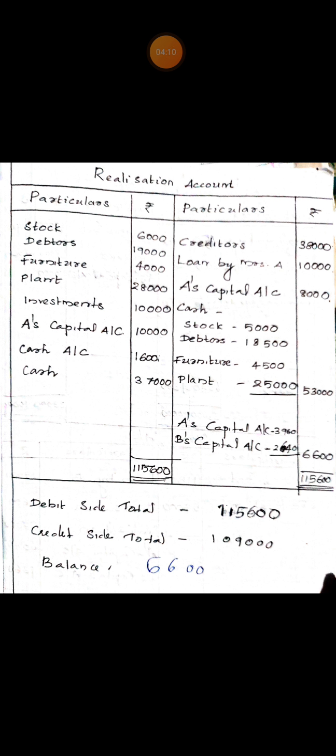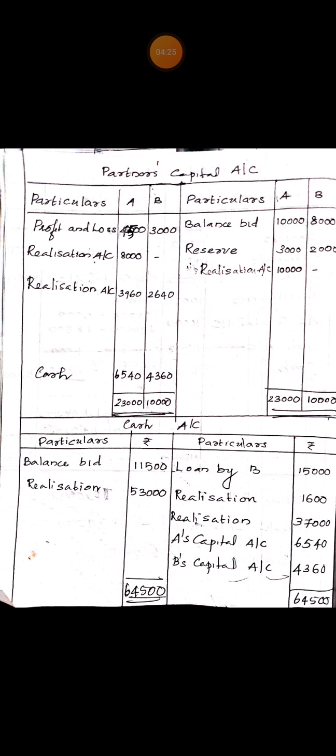Next, profit and loss account 7,500. Profit and loss account on asset side means it is a loss. It is an accumulated loss. Share this loss among the partners in their profit sharing ratio. Write it on the debit side of partners capital account. Capital account, debit side, profit and loss account. First item profit and loss 4,500, then 3,000.